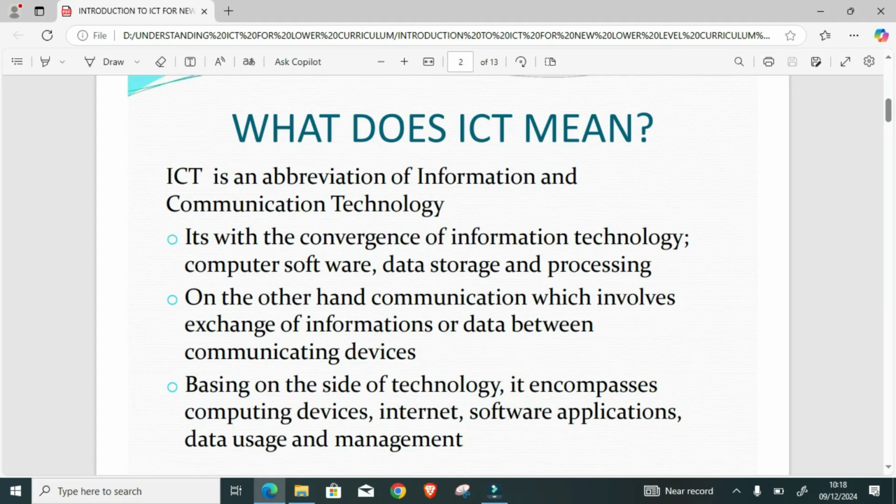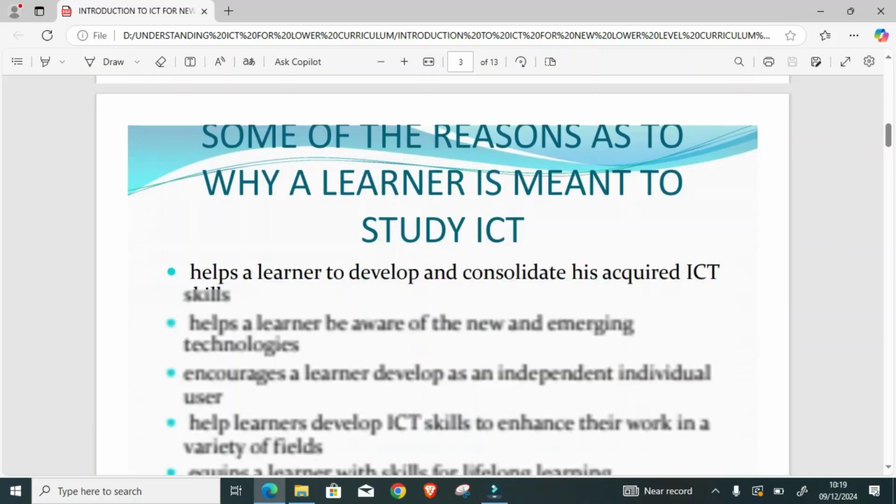Remember, information is that letter I, communication that is C. Communication involves the exchange of information or data between the communicating devices. From that we go to letter T, and that is technology. Technology encompasses the computing devices, the internet, software applications, data usage, and management. So technology simply involves those devices: computing devices, internet, software applications, and the data usage.